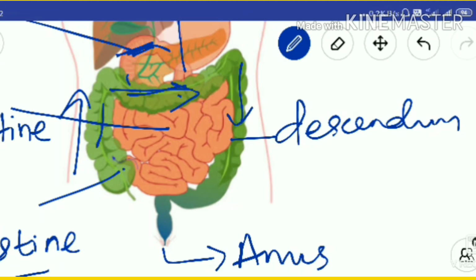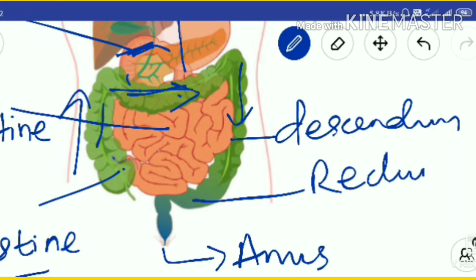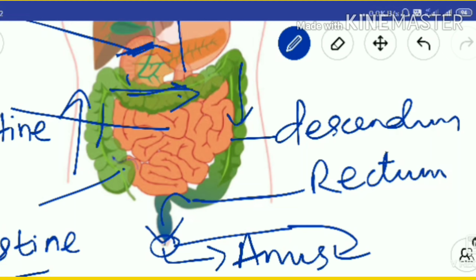See, when it reaches here, this particular part is known as the last part of the large intestine, that is called the rectum. Okay, rectum. And finally, the rectum opens out. Here there is an opening. This opening is known as the anus.